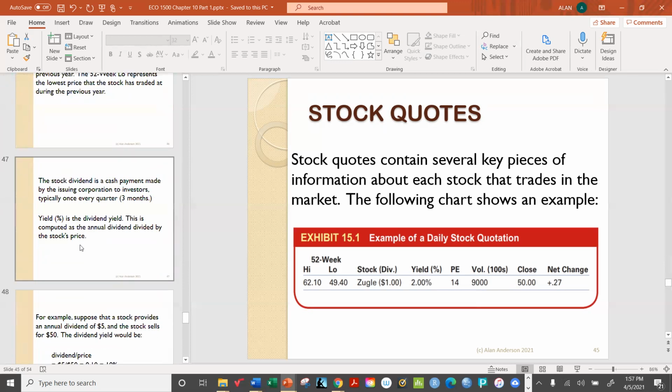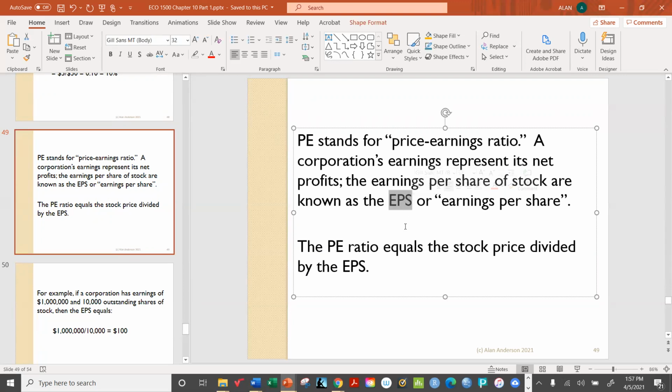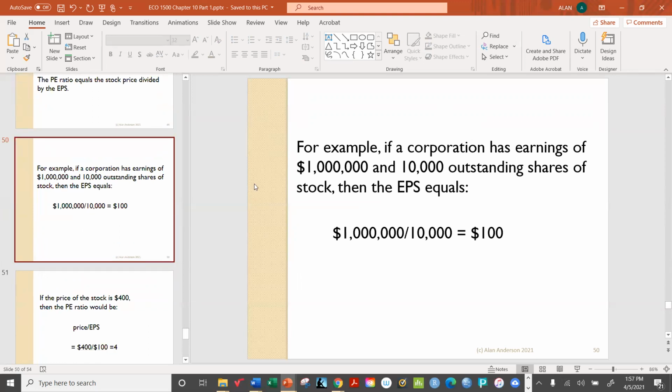PE stands for price earnings ratio, which means it's the ratio of the price over what we call earnings per share, which means how much the company earned divided by each share of stock. All right, so let's take a look at a quick example of this. A corporation has earnings of $1 million and they have 10,000 outstanding shares of stock. Earnings per share would therefore be $100, because they have $1 million worth of earnings or profits and 10,000 shares of stock. That means the average per share is $100.